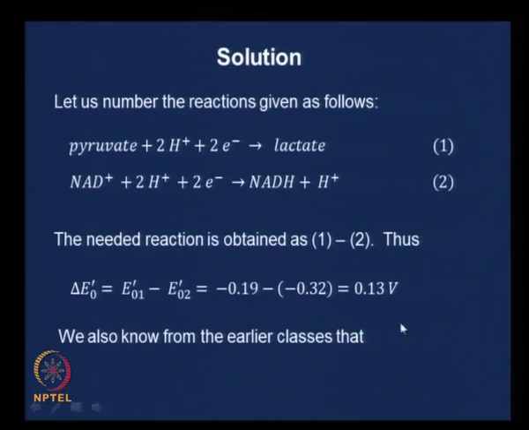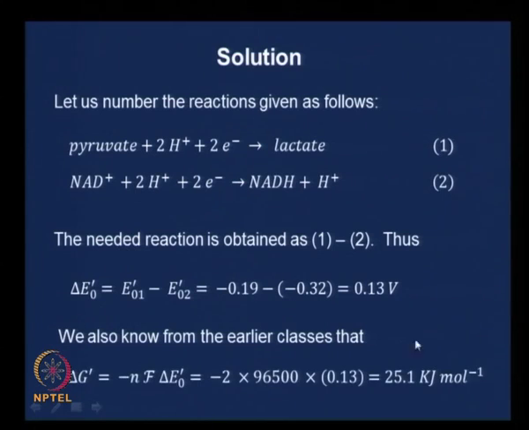And we know from earlier classes the relationship between delta G and the difference in the reduction potentials, that is delta G dash equals minus nF, the Faraday's constant, times delta E naught dash, and n in this case, the number of electrons transferred, happens to be 2. Therefore minus 2 into 96,500, the Faraday's constant in the required units, times 0.13 volts, we get minus 25.1 kilojoules per mole. Recall that Faraday's constant is essentially a conversion factor between energy units in normal energy, kilojoules, and in electrical energy units.